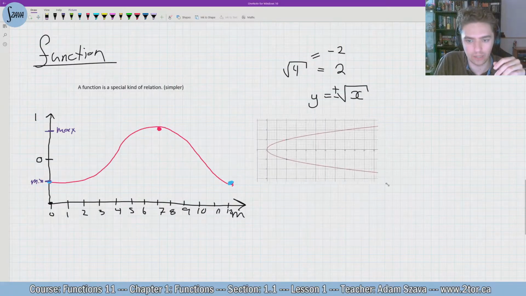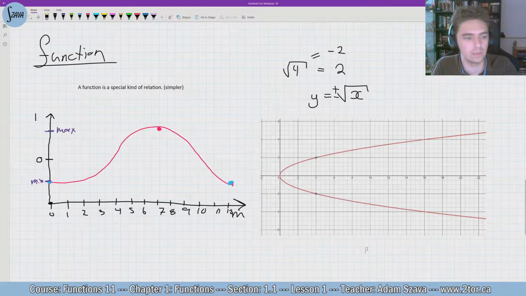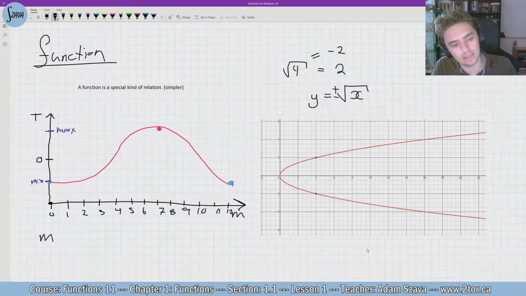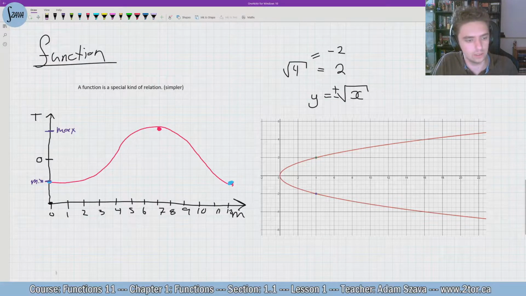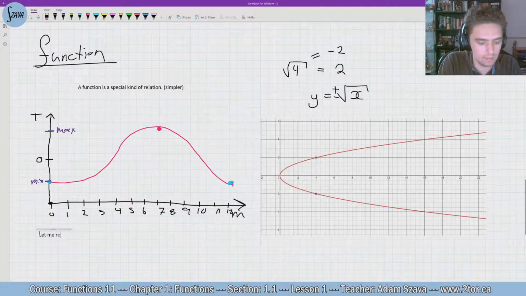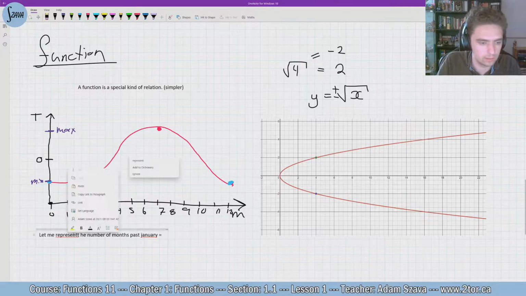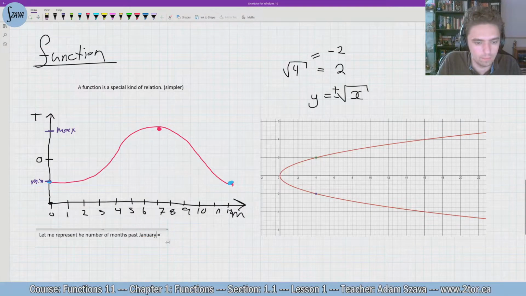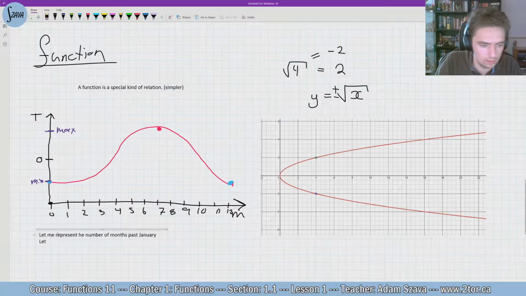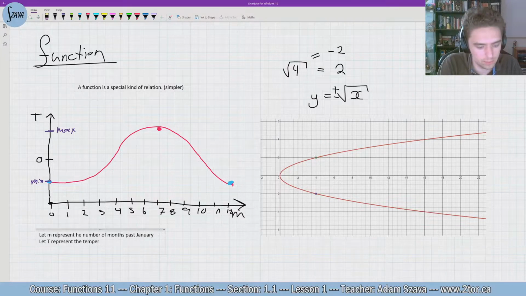Now, they're both relations because I graphed them. It's a relationship between x and y. Here, this is a relationship between m and t. So I'm going to again just type what the things are. So let m represent the number of months past January. And then let t represent the temperature.